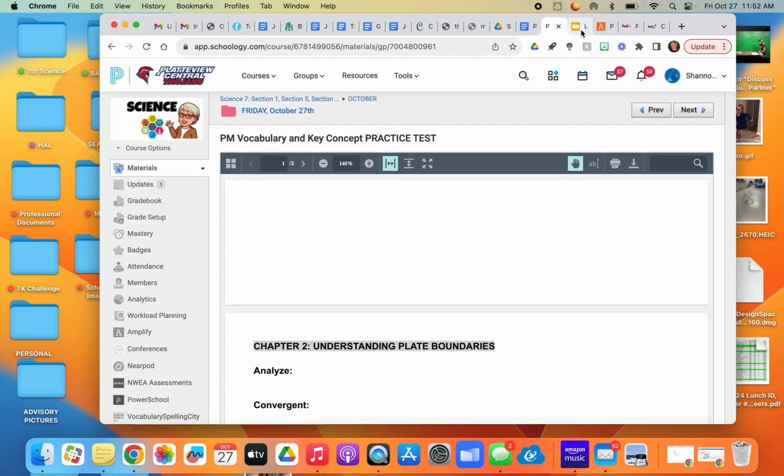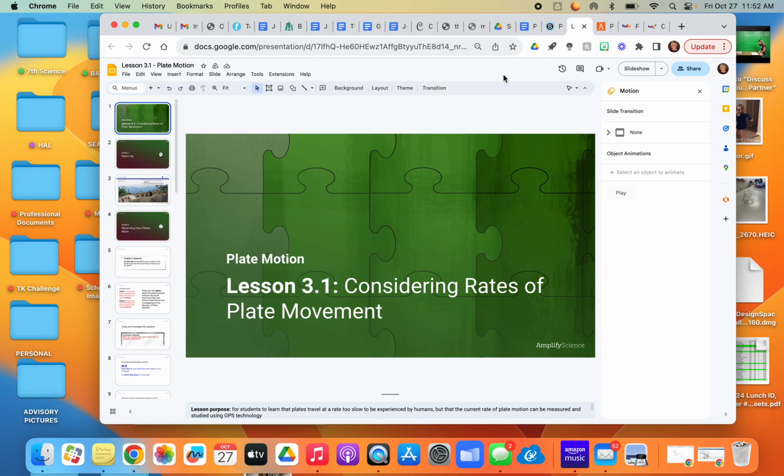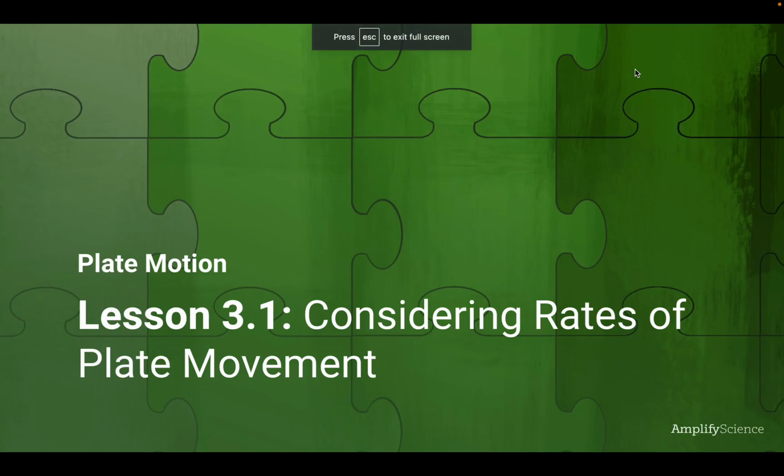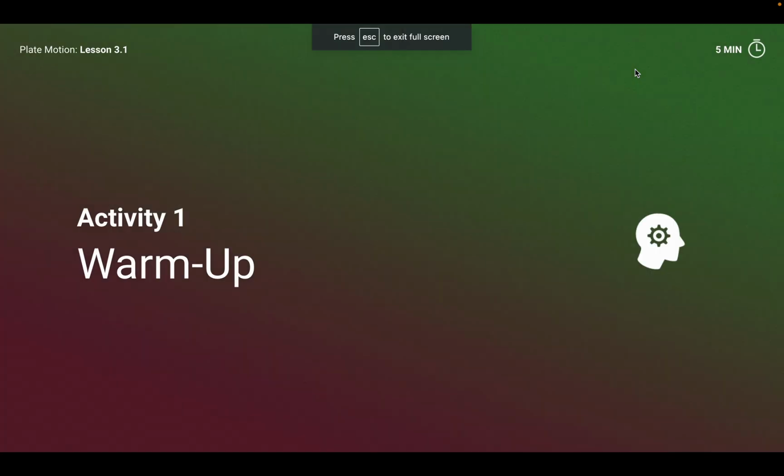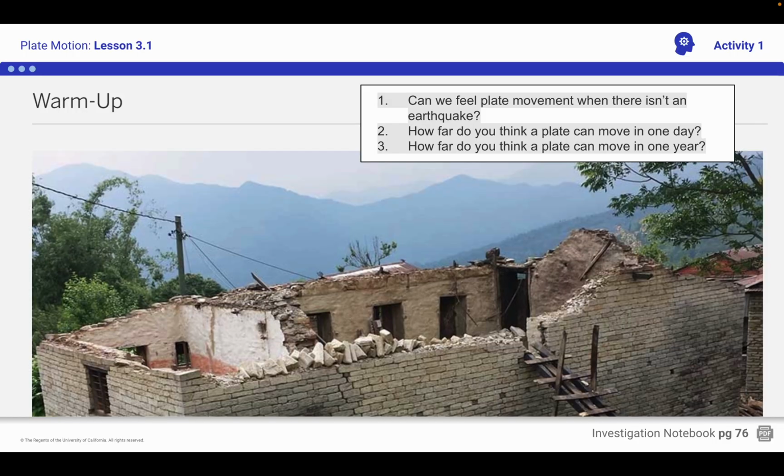Let's go ahead and go to our lesson for today. Again, this is just a summary, so I want to go over this quickly, but you're responsible for knowing this information. In the warm-up, we talked about whether or not we could feel plate movement and started to think about how plates move and the rate, or the speed, at which plates move. We all agreed that we can't feel the plates move, and we know that they're moving slowly, but there are a lot of different ideas about how quickly it moves.